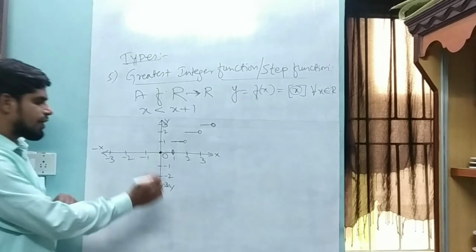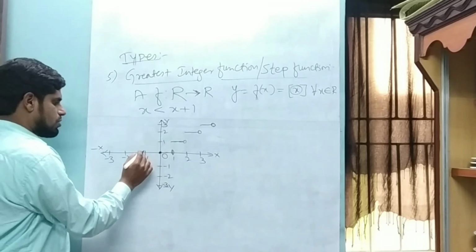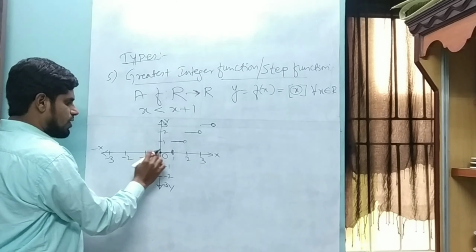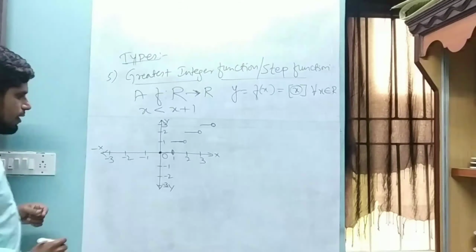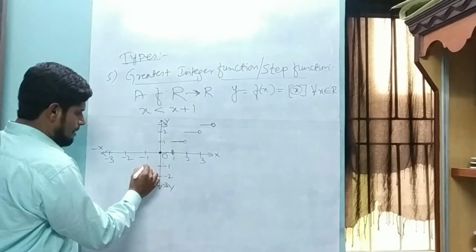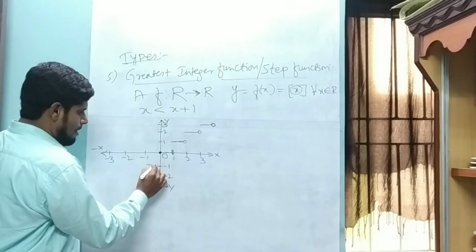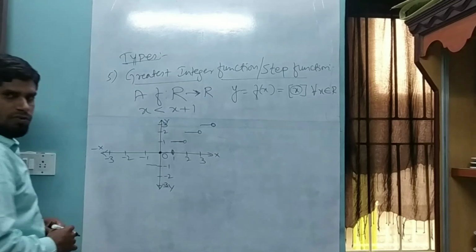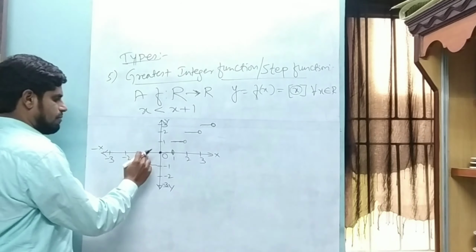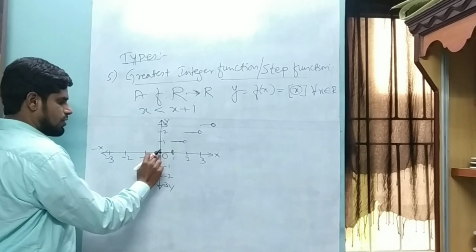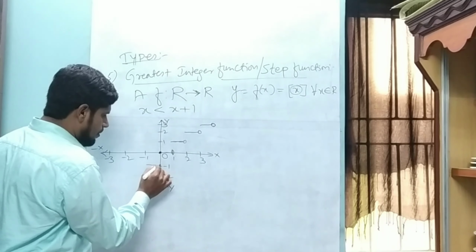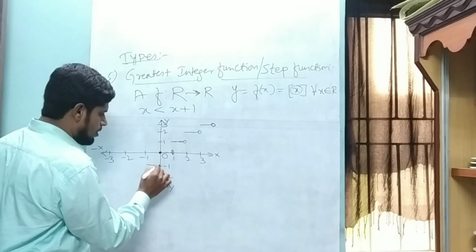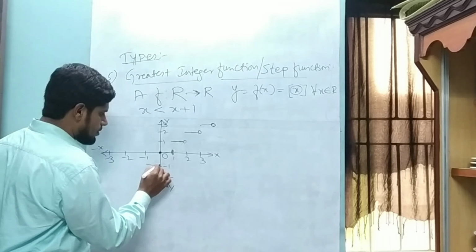Let us come to the negative values. If I put any value from -1 to 0, what happened? It is -1 only, for any value between 0 and -1. But I cannot put 0 here. Take a circle.